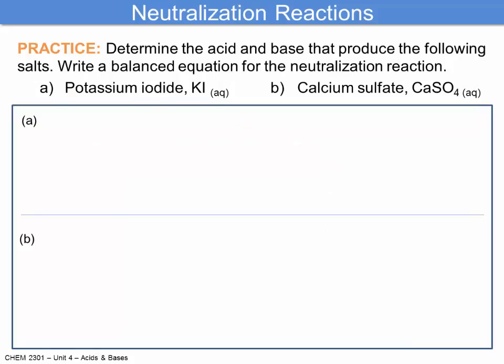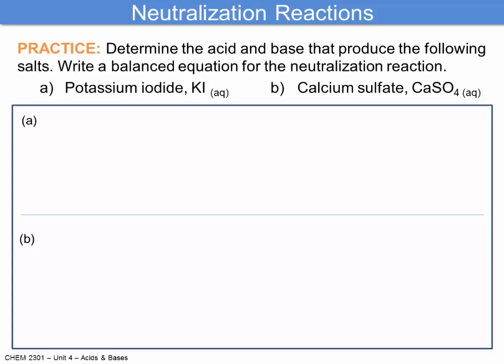Let's look at a slightly different style of question that we might come across. This question says, determine the acid and base that produce the following salts. Write a balanced equation for the neutralization reaction. In these cases, we're being given the salt, and we need to figure out the rest of the equation and then balance it. At first it could seem a little tricky, but what we're seeing is, again, the salt, so one of the products, and the other product of a neutralization reaction is always going to be water.